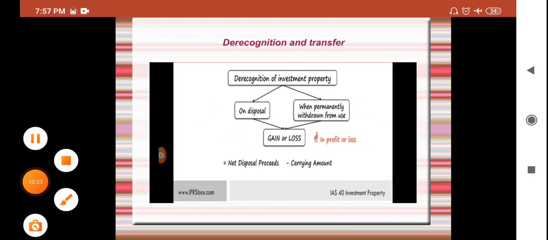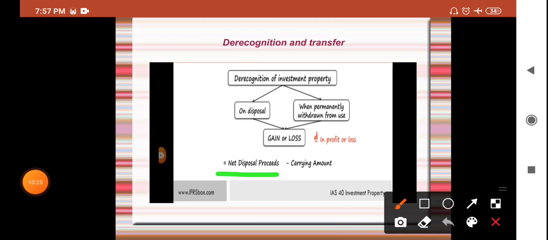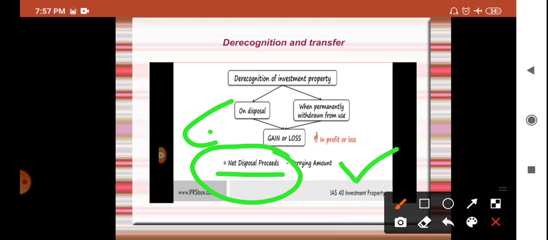How do you have to show this? You have to show the net disposal proceeds minus carrying amount. So whatever amount you get after selling the asset, minus the carrying amount.